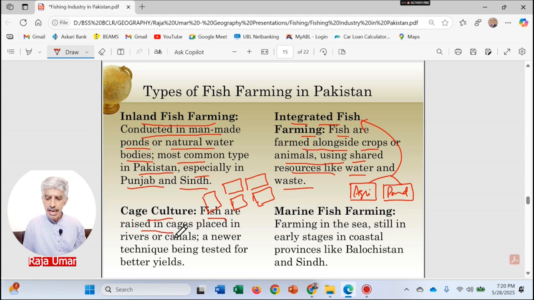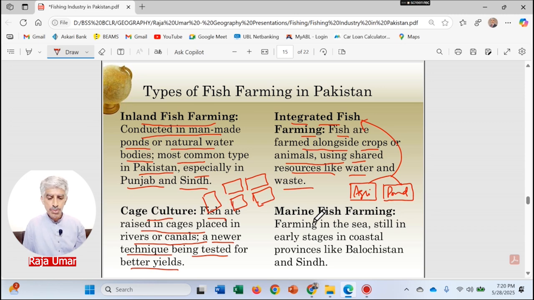Fish are raised in cages placed in rivers or canals, a newer technique being tested for better yield, as in this case the farmers do not need a continuous water supply. The water is available to them through the canal or the river channel. They just place those cages in that water, and bring the baby fish over there to be poured in, and then that baby fish is fed by the farmer, and the feed is thrown in those cages, and the fish start growing. So this is a really important and modern technique these days to get a better yield out of fish farming.